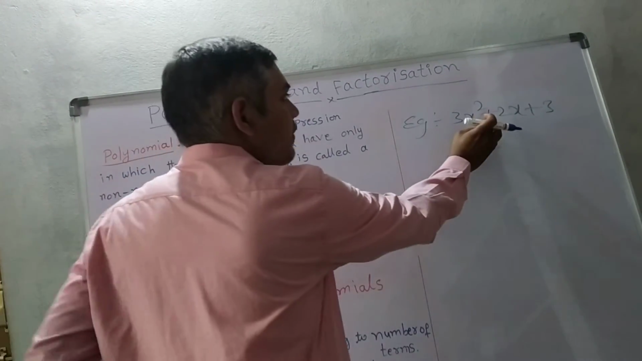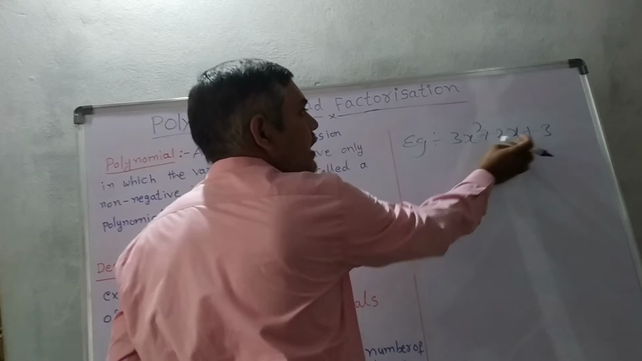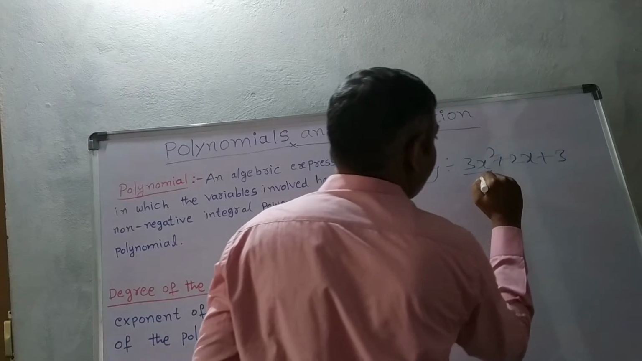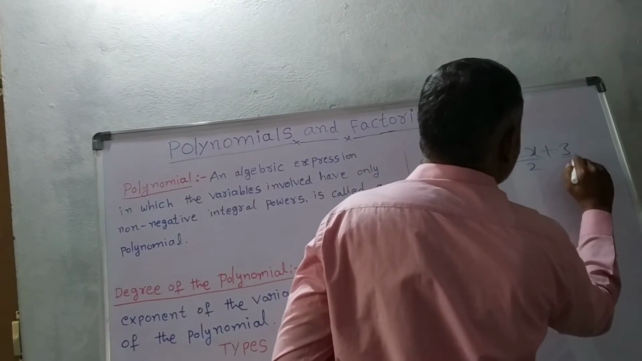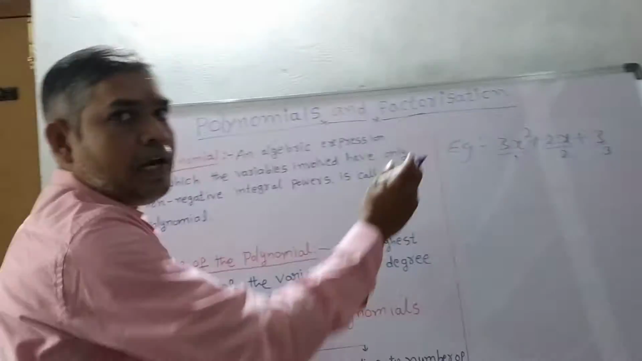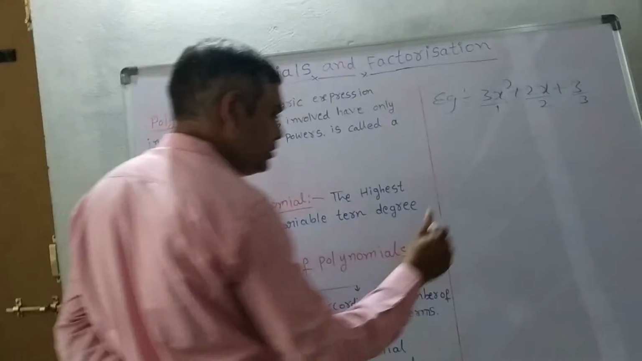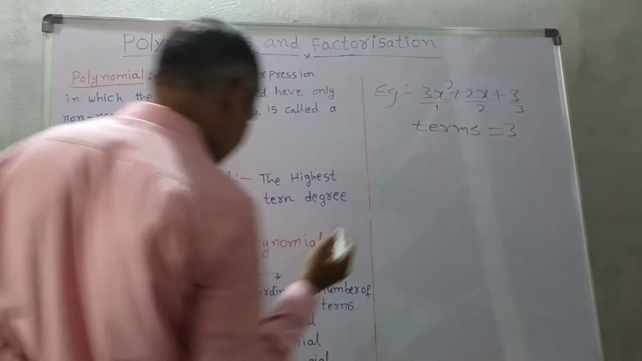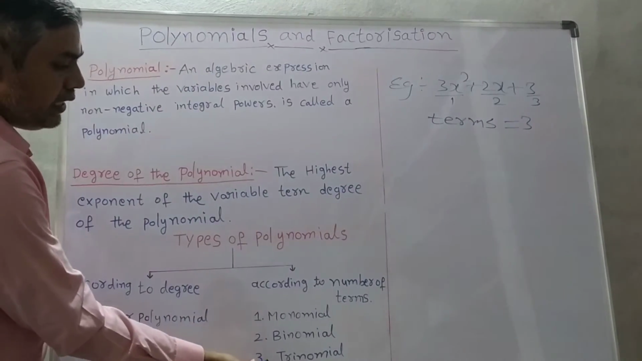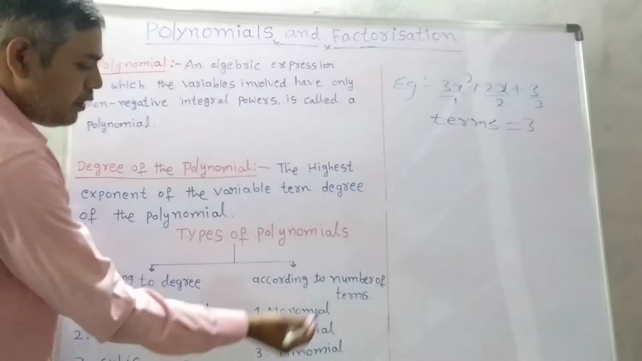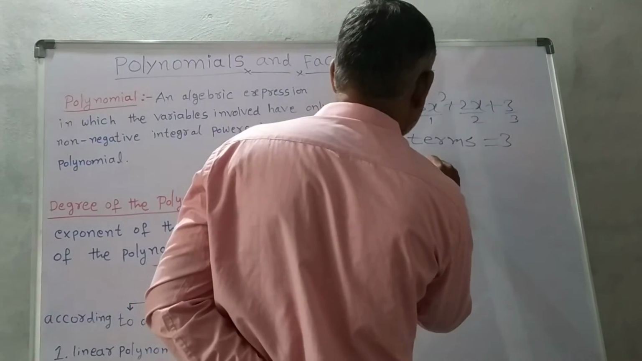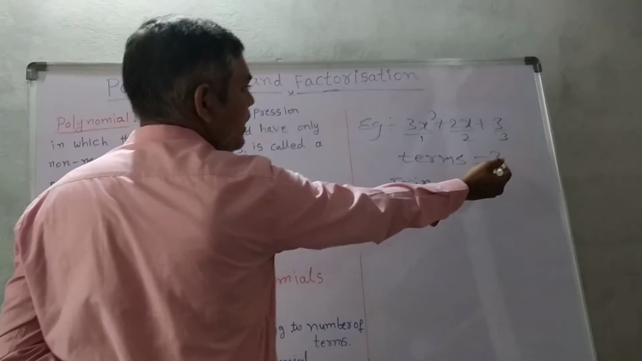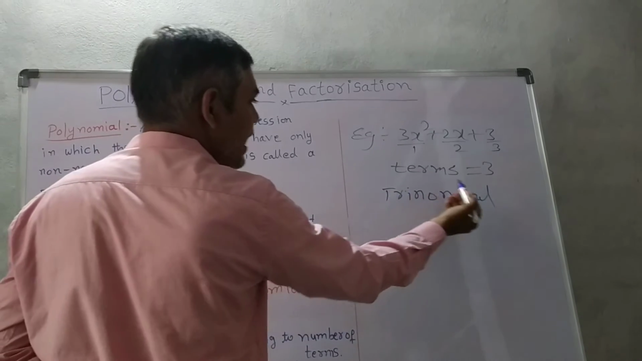Terms are divided with plus symbol or minus symbol. How many plus symbols are there? 2 plus symbols are there. That's why this is term number 1, this is term number 2, this is term number 3. In this polynomial, there are 3 terms. When terms are 3 in a polynomial, the type of polynomial is called trinomial.